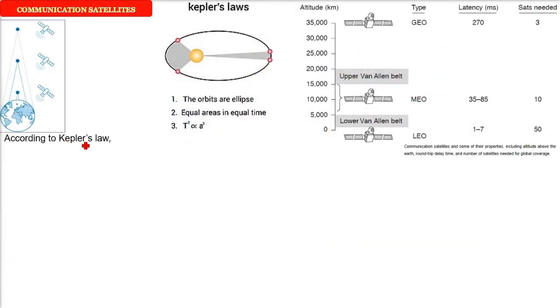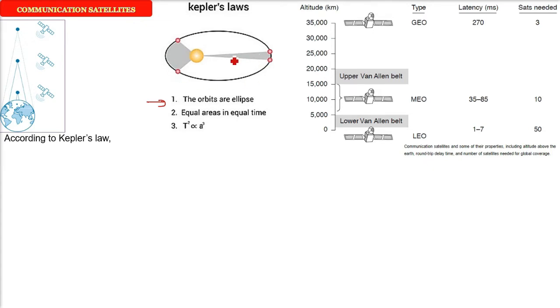In communication satellites, or all the satellites, the Kepler laws, as I said, are applicable. The first Kepler law is that the orbits are ellipses, because it's all gravitation happening. The orbits will follow an egg-shaped structure, not a circular one. So orbits will remain as ellipses. This is the first Kepler law. Elliptical, it will be elliptical.